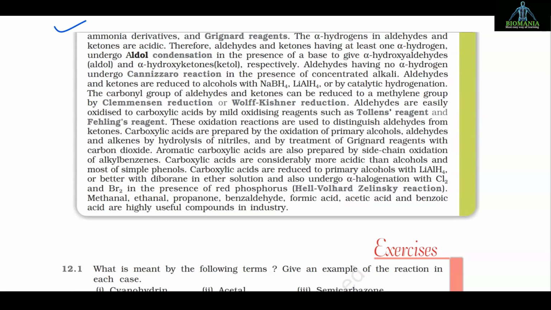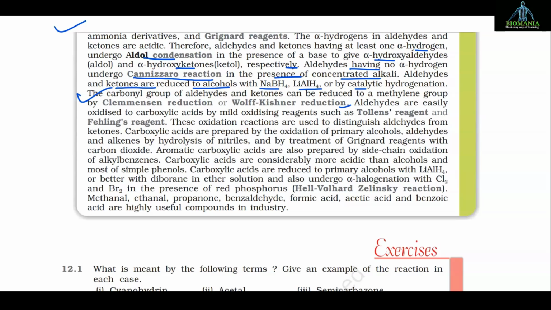The alpha hydrogens in aldehydes and ketones are acidic. Therefore, aldehydes and ketones having at least one alpha hydrogen undergo aldol condensation in the presence of a base to give alpha-hydroxy aldehydes, that is aldol, and alpha-hydroxy ketones, that is ketol, respectively. Aldehydes having no alpha hydrogen undergo Cannizzaro reaction in the presence of concentrated alkali. Aldehydes and ketones are reduced to alcohols with NaBH4, LiAlH4 or by catalytic hydrogenation. The carbonyl group can be reduced to the methylene group by Clemmensen reduction or Wolff-Kishner reduction.